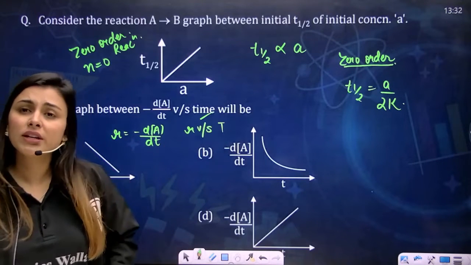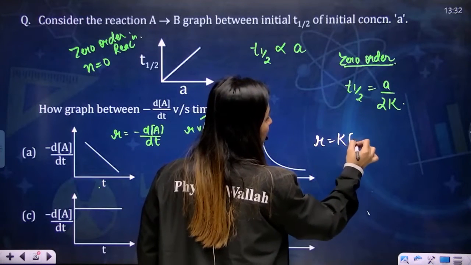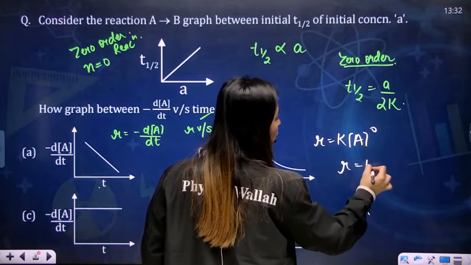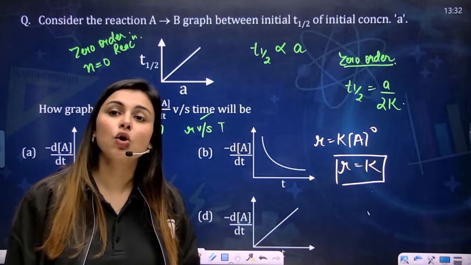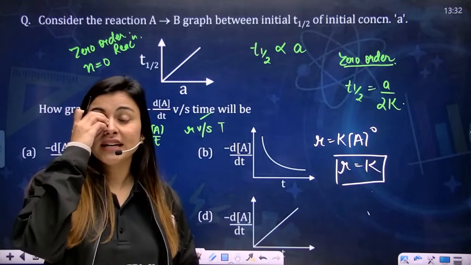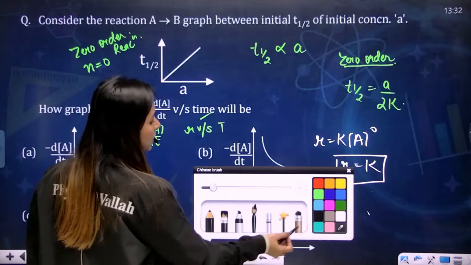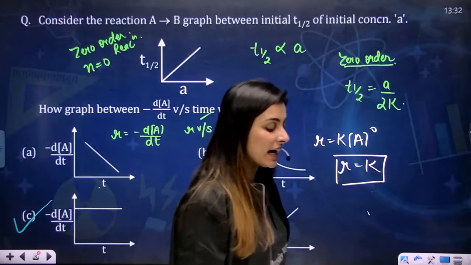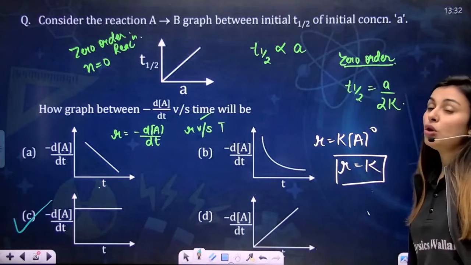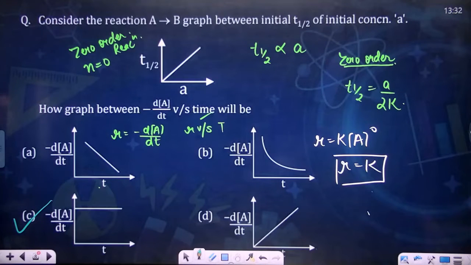So let's talk about the rate of a zero order reaction. According to the rate law, R equals K A raised to the power 0. So rate is equal to K. That is, for a zero order reaction, my dear students, your rate with time is a constant value. Rate doesn't change, right? Yes. So minus dA by dt versus t will be option C, and that will be your correct answer. This is how you will be solving this type of question. I hope you're clear with this. Perfect, my dear students. Pause the video, write it, and then we'll move forward.